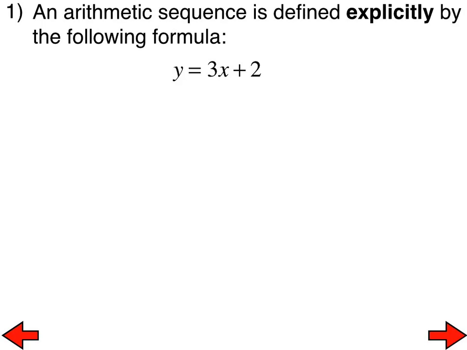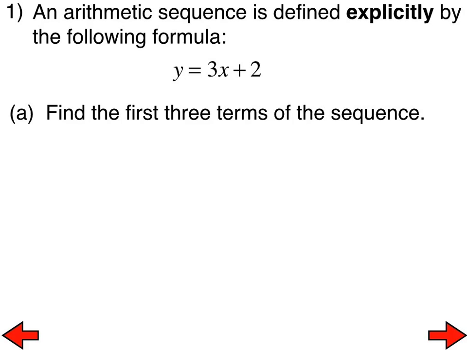An arithmetic sequence is defined explicitly by the following formula. And that kind of equation should look very familiar to you. It's an equation in slope-intercept form. And we use that same strategy to find explicit formulas for arithmetic sequences. So what I want you to do is find the first three terms in that sequence. Now, in case you have forgotten how to do that, here's how we did it earlier.